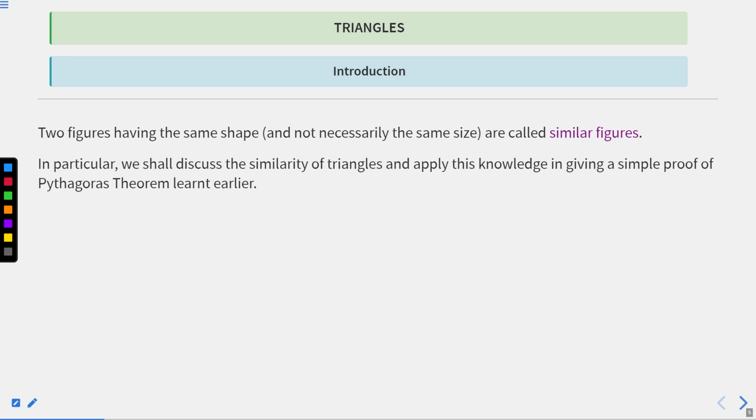In particular, we shall discuss the similarity of triangles and apply this knowledge in giving a simple proof of the Pythagoras theorem learned earlier. We know about the Pythagoras theorem, so we use this concept of similarity of triangles to give a simple proof.